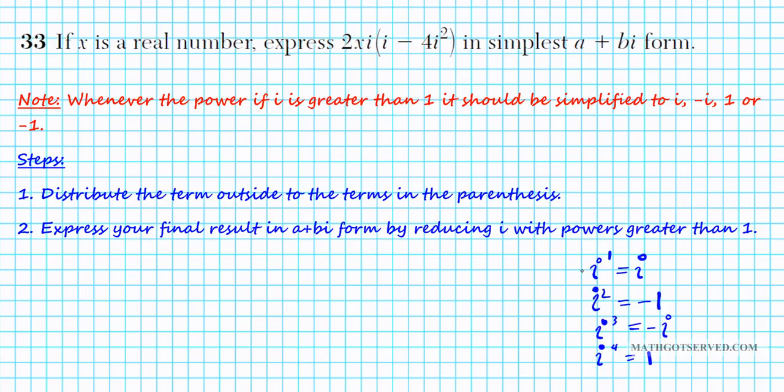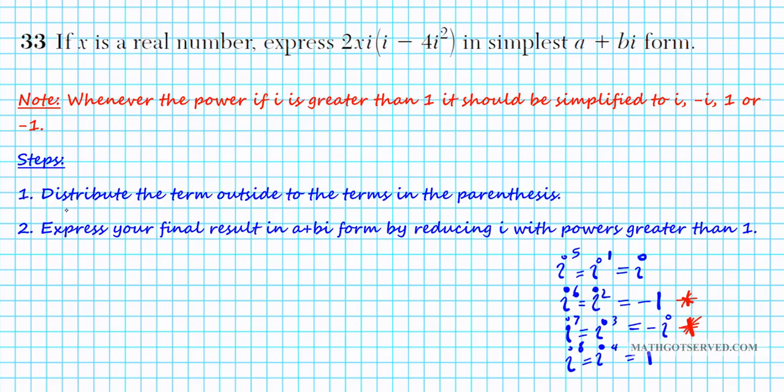So i to the first power is the same thing as i to the fifth. This is the same thing as i to the sixth. This is the same thing as i to the seventh. And this is the same thing as i to the eighth. So this pattern just repeats in cycles over and over again. But in this problem, all we're using is going to be i squared and i to the third power. So let's go ahead and carry out our steps.